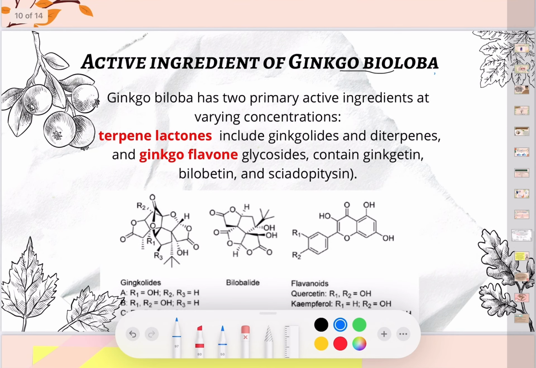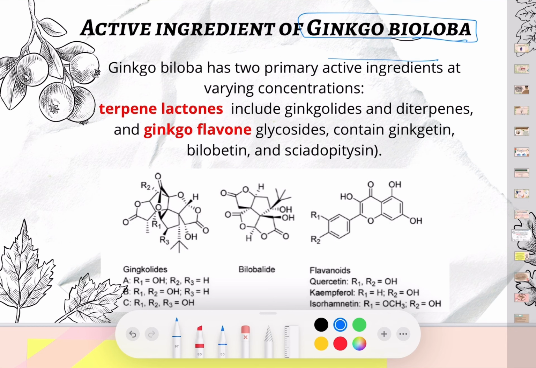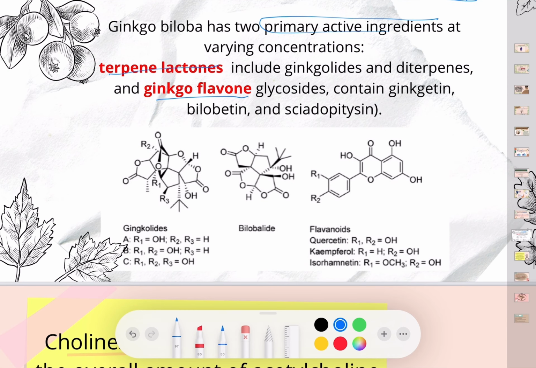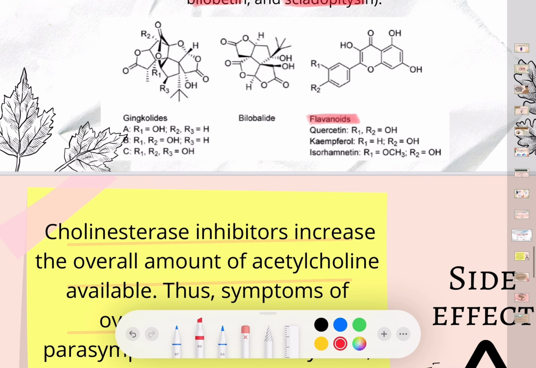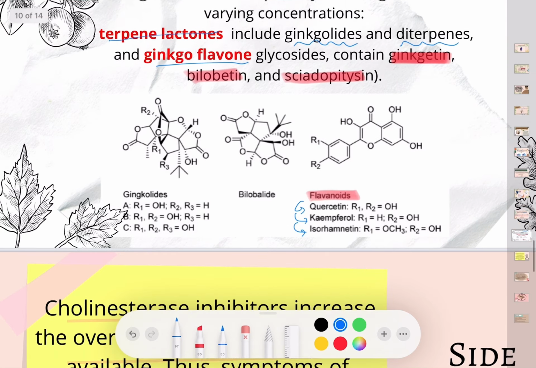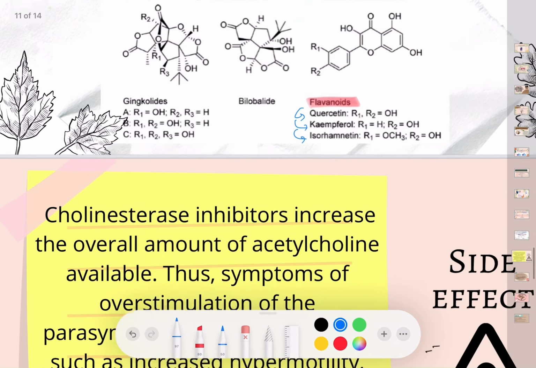So let's see the active ingredients of ginkgo biloba, which actually has two primary active ingredients, terpene lactones and ginkgo flavones. Terpene lactones include ginkgolides and diterpenes, and ginkgo flavones have ginkgetin, bilobetin and sciadopitysin. And here are some flavonoids as well, like quercetin and kaempferol, but the main two are terpene lactones and ginkgo flavones.